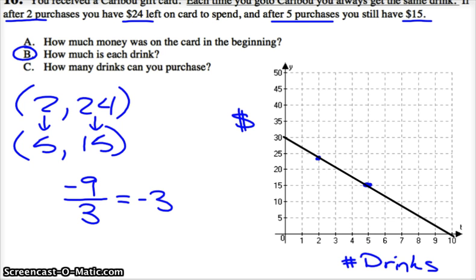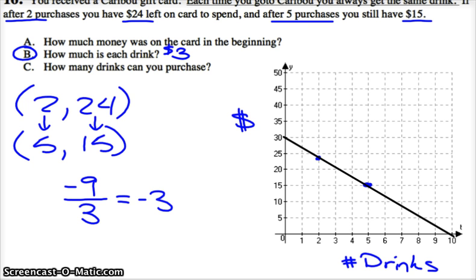So what that slope means is that for every 1 drink you buy, you're losing $3. And so each drink is going to cost $3. Knowing that, we can now work backwards and forwards to find our initial money on our card and how many drinks we can buy before we run out. So let's move backwards first.